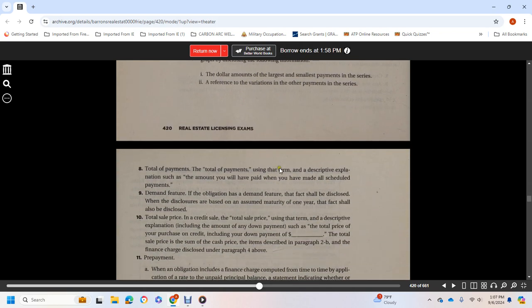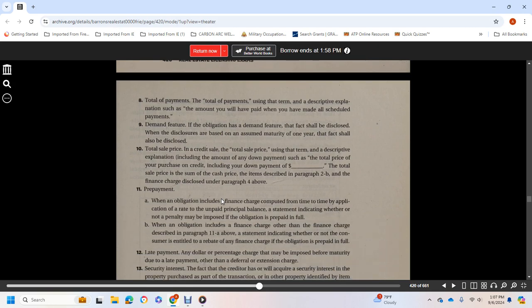Total of payments: using the term and a descriptive explanation, the amount that you will have paid when you have made the scheduled payments. For demand obligations with a demand feature, the fact that the disclosure is based on an assumed maturity of one year must also be disclosed. The creditor shall also disclose the total sale price: using the term and a descriptive explanation, the total price of your purchase on credit, including your down payment of blank. The total sale price is the sum of the cash price for the items described in paragraph 2B and the finance charge discussed in paragraph 4 above.